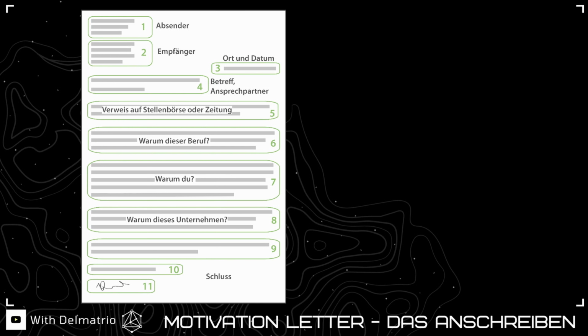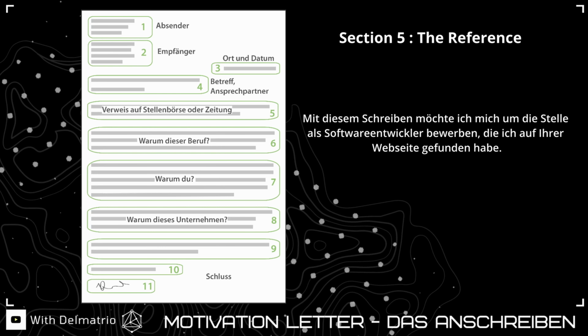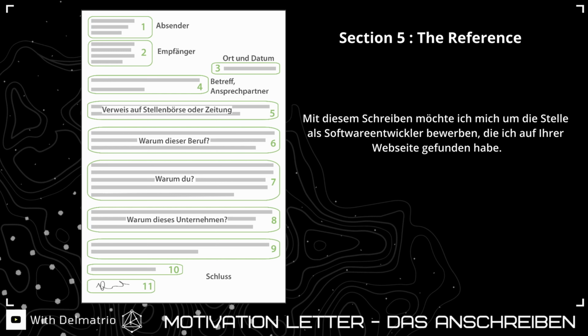The next section is the reference, where you reference the job you are applying for. This section should be located at the beginning of the main body of your letter. And here is an example of what to write in German. I will read you the translation. With this letter, I would like to apply for the software developer position that I found on your website. Just include this sentence within the first part of your cover letter or motivation letter.